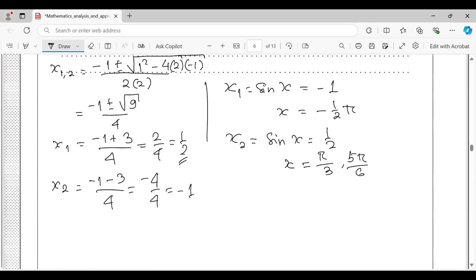So we can state the solution: x equals minus half pi, plus pi over 3, and 5 pi over 6.